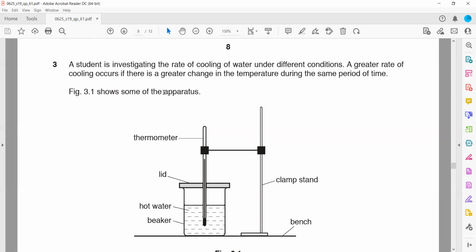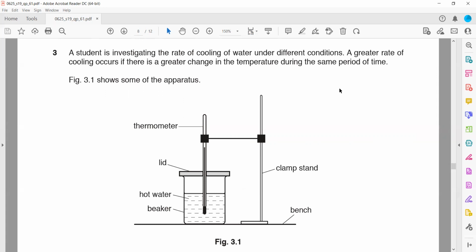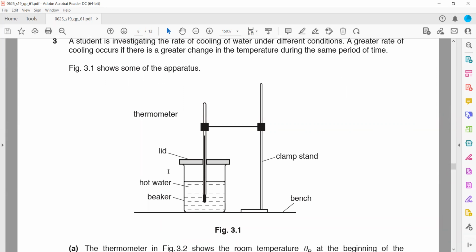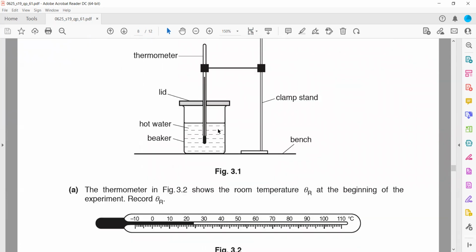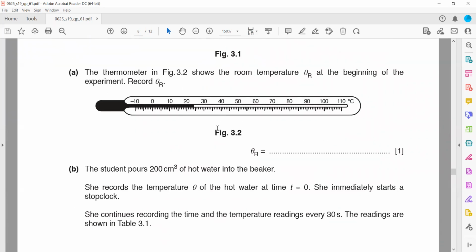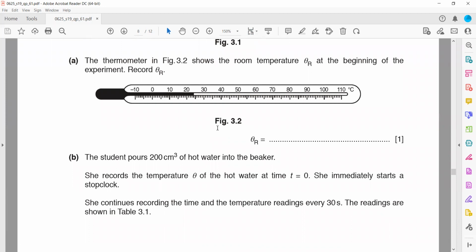The thermometer in figure 3.2 shows the room temperature. What is the room temperature? You can use a screen annotation to complete the room temperature. So room temperature, as you can see, is about 23, 24, 25 in this range.